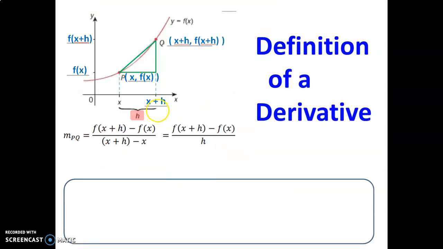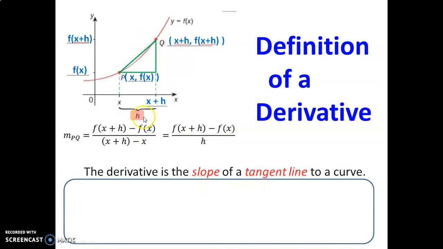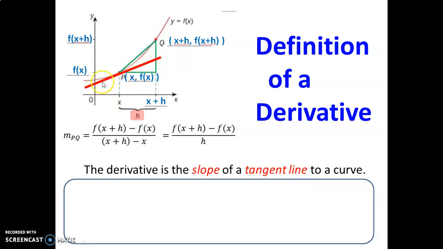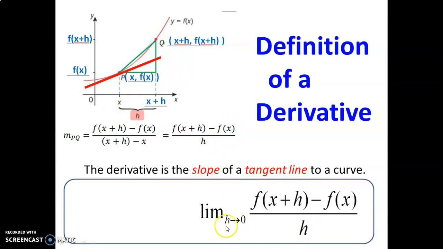This is what derivatives are all about right here. This is the work we've done so far. This is the slope of the secant line. However, the derivative is the slope of a tangent line to a curve, so again we need the slope of this line here at that point. To find that slope, we set the limit as h approaches 0, this gap becomes 0, of the slope of PQ. So we're going to find the slope of PQ, but we're going to make the gap really tiny between P and Q. And that is our derivative, and that is the slope of the tangent line right there.